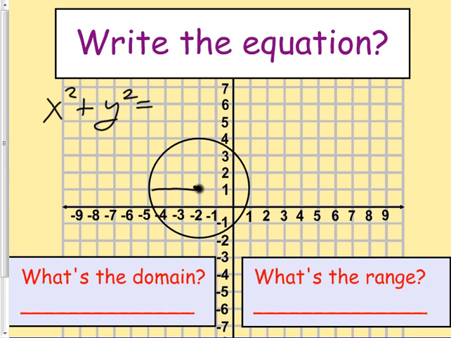Why isn't it just x squared plus y squared equals 3 squared? Because that would be if the center was at 0, 0.